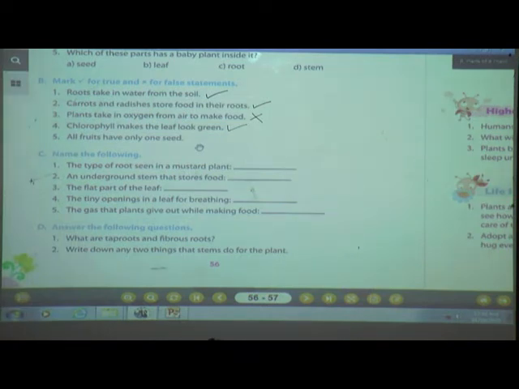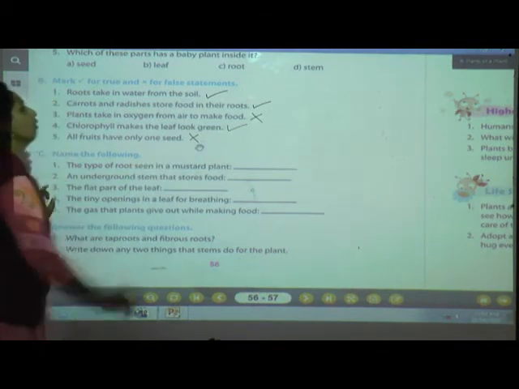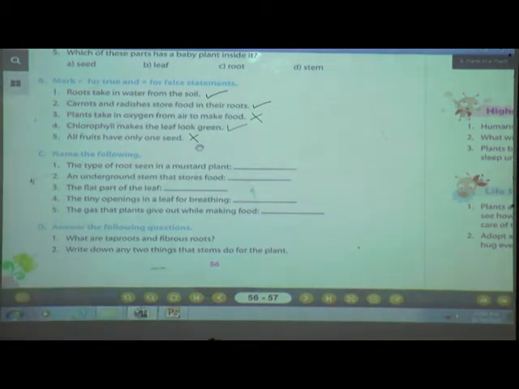The next, fifth one. All fruits have only one seed. Is it true or false, students? Yes. What about watermelon and papaya? Yes, they are also fruits. Isn't it? Papaya has many seeds. Watermelon has many seeds. No. So all fruits have only one seed is a false statement. So give the cross mark.